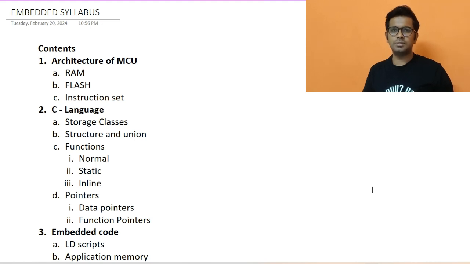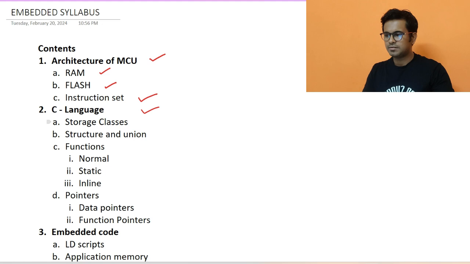So this course will be divided into multiple sections. This is the syllabus currently on your screen. As you see, first I will be starting with the architecture of the microcontroller, going through what is RAM, flash, and instruction sets. So what is the importance of RAM, what is the importance of flash, and what is instruction set.